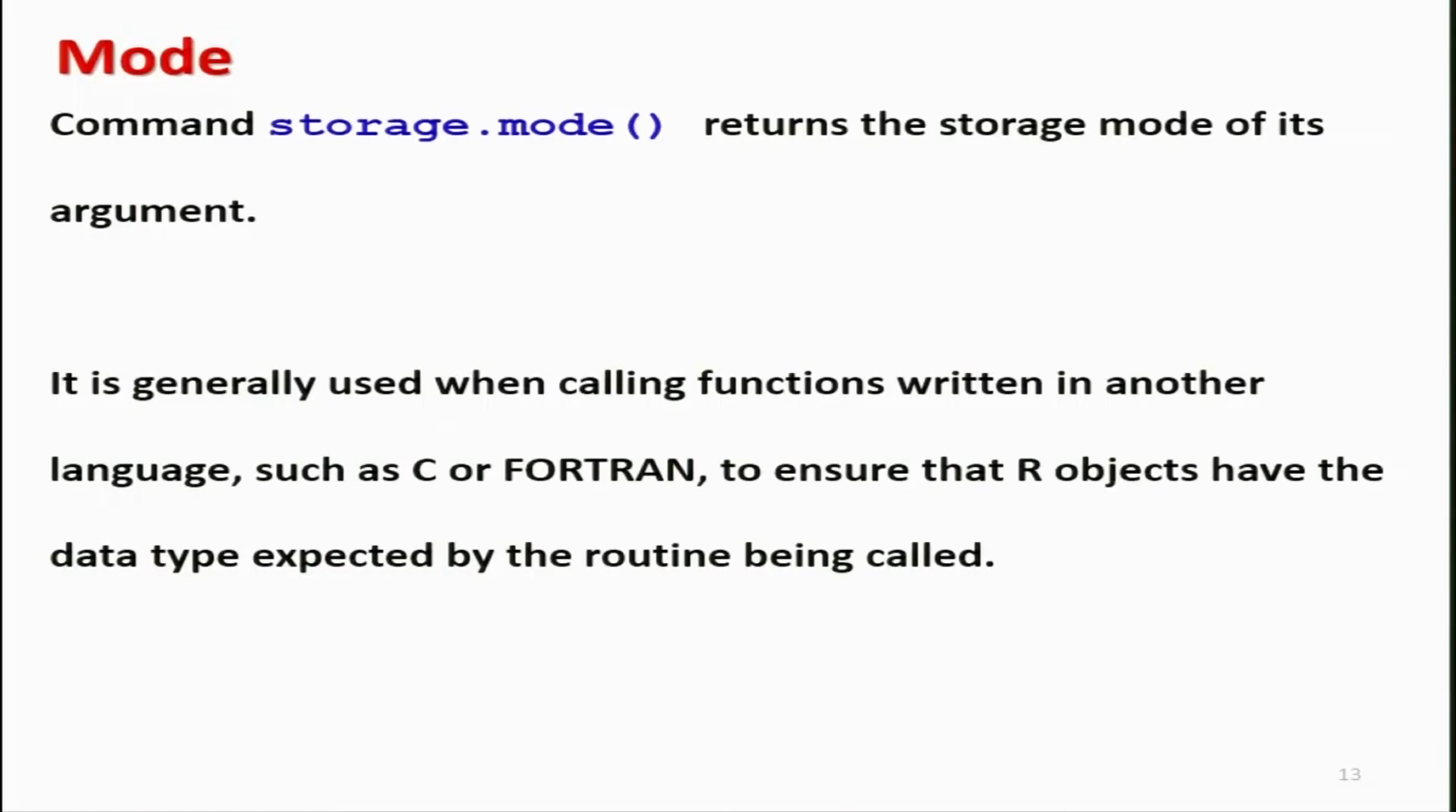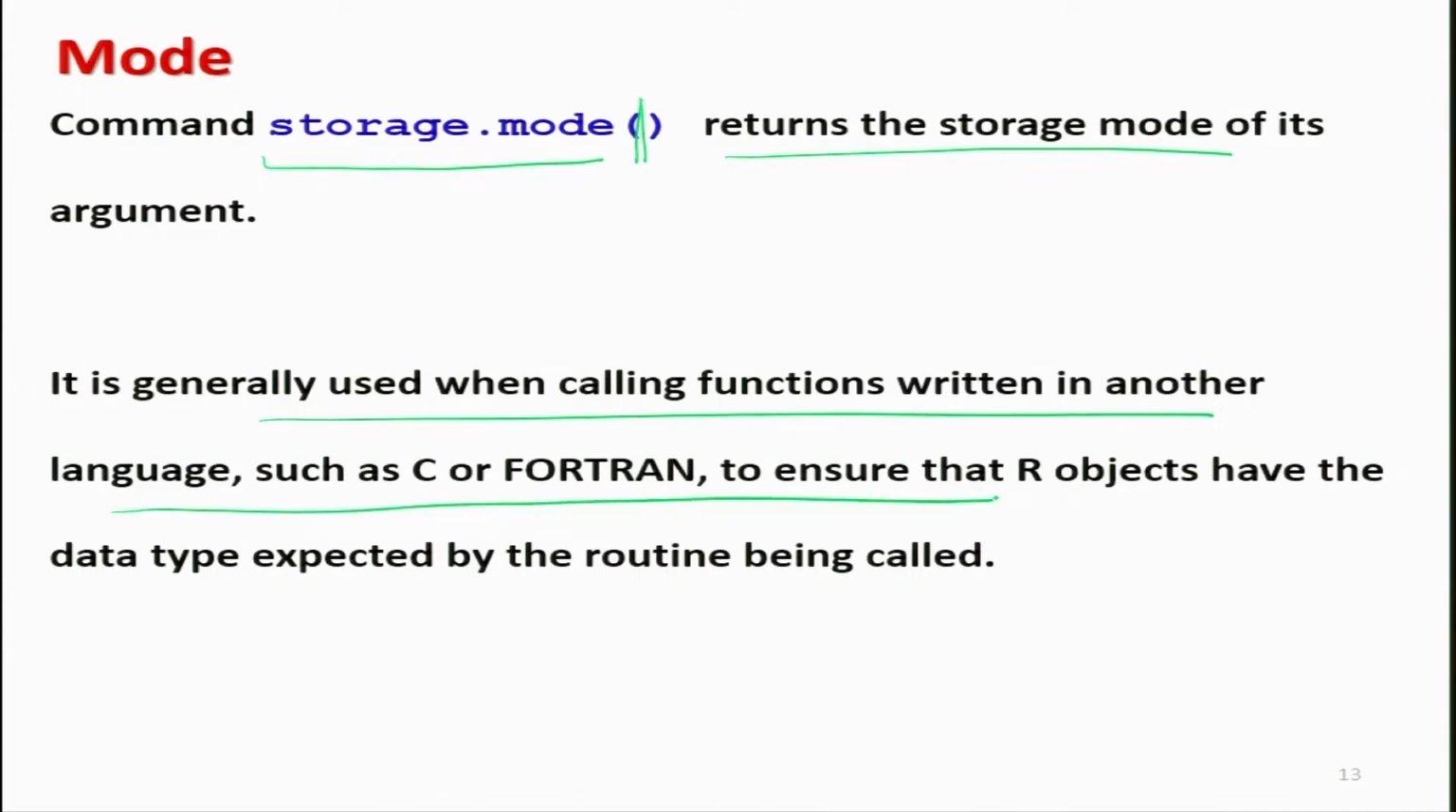Now there is another command related to mode, that is storage mode. This command returns the storage mode of its argument. That means whatever is written inside the parenthesis, the mode of storage of that value is informed through this command. Actually this command is usually used when we are calling functions written in another language like C or Fortran, and this ensures that the R objects have the data type as expected by the routine being called by those programming languages, right.